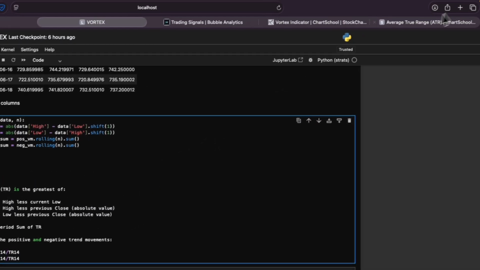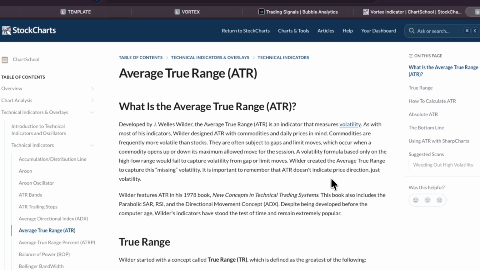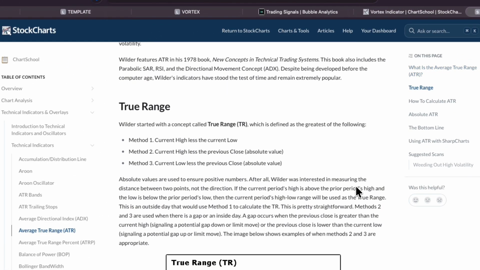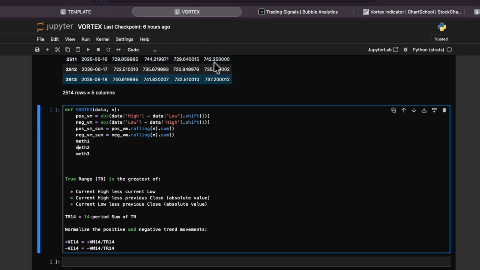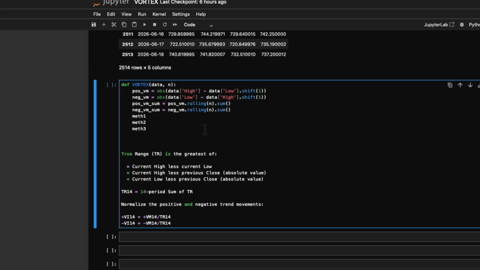I don't know whether we looked at this already, but if we come and have a quick look at the average true range here in stock charts, this is what they call them: method 1, method 2, method 3. So method 1 is the current high minus yesterday's low, the current low, and then the method 2, current high minus yesterday's close, and current low minus yesterday's close. And again, we take the absolute values and then return the highest one. So that's method 1, method 2, method 3.